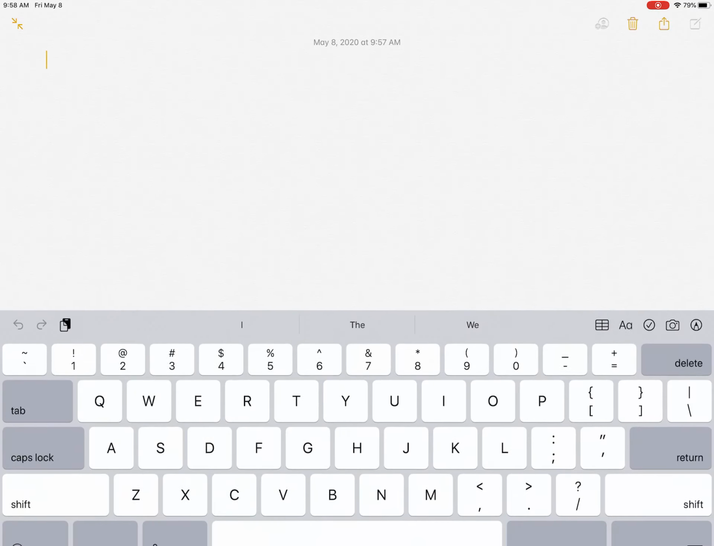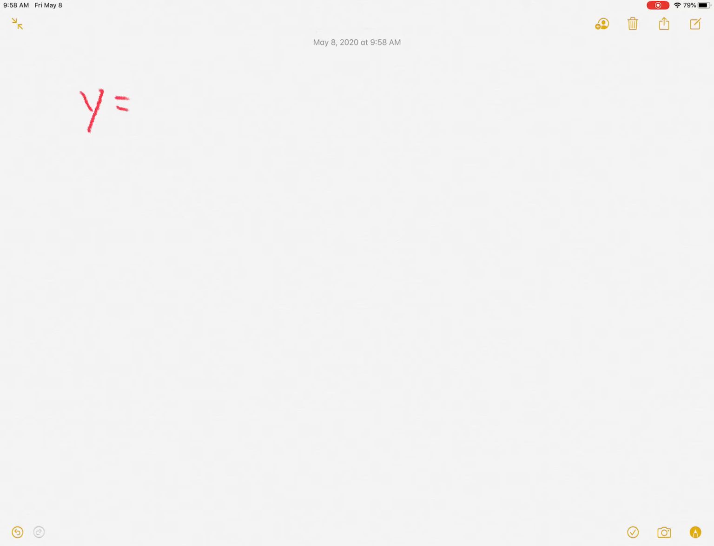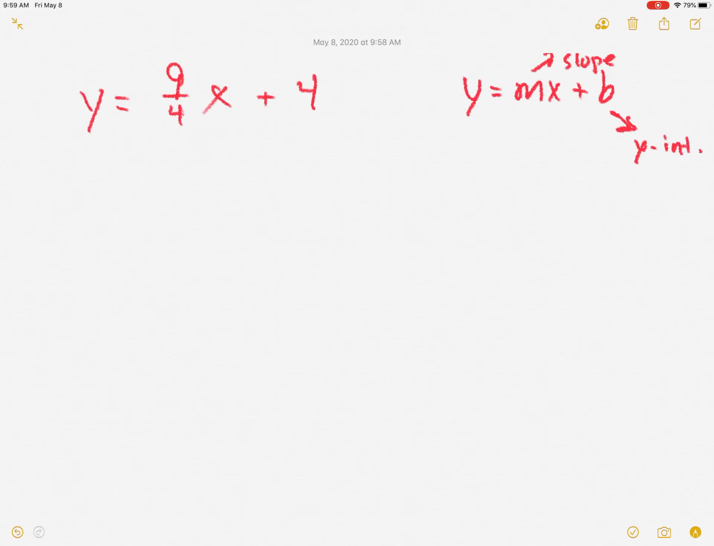So let's take y equals 9 over 4 x plus 4. We know that this is our y equals mx plus b, where m equals slope and b equals y-intercept. So when we're talking about writing the equation of a perpendicular line, we need to focus on our slope.